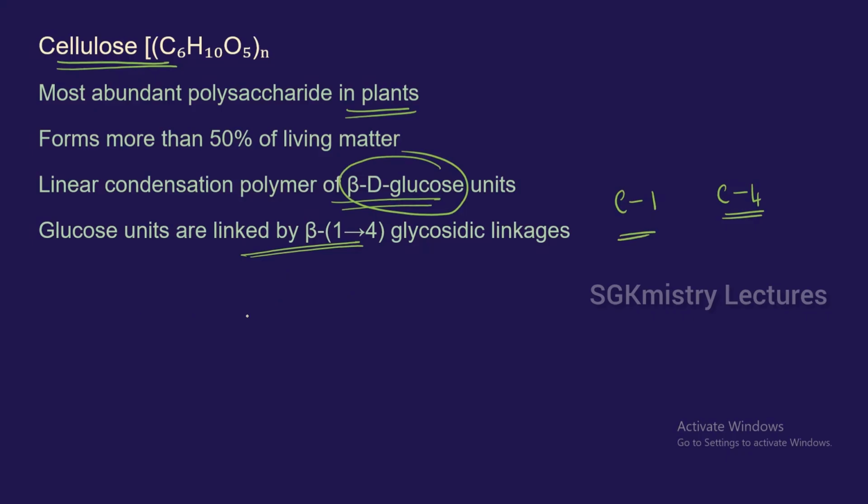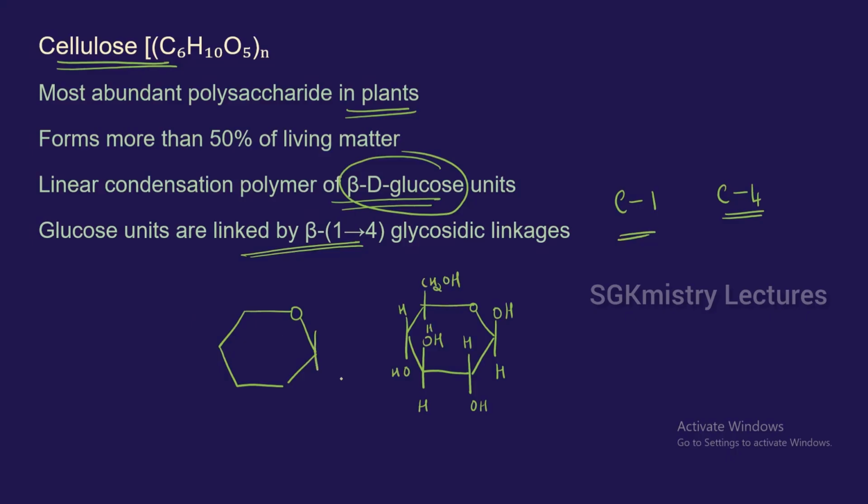So let me show 2 units so that it is easier for you to understand. Okay, so beta means H will be downwards, OH will be upwards. Then all other configurations remain the same, H and OH here. Here OH, H, here H, CH2OH. Here we have H, OH. Here we have OH and H. Here we have H and OH. Here we have OH, H, and then the same thing, right? So I'm just showing 2 such units and how the linkage takes place.